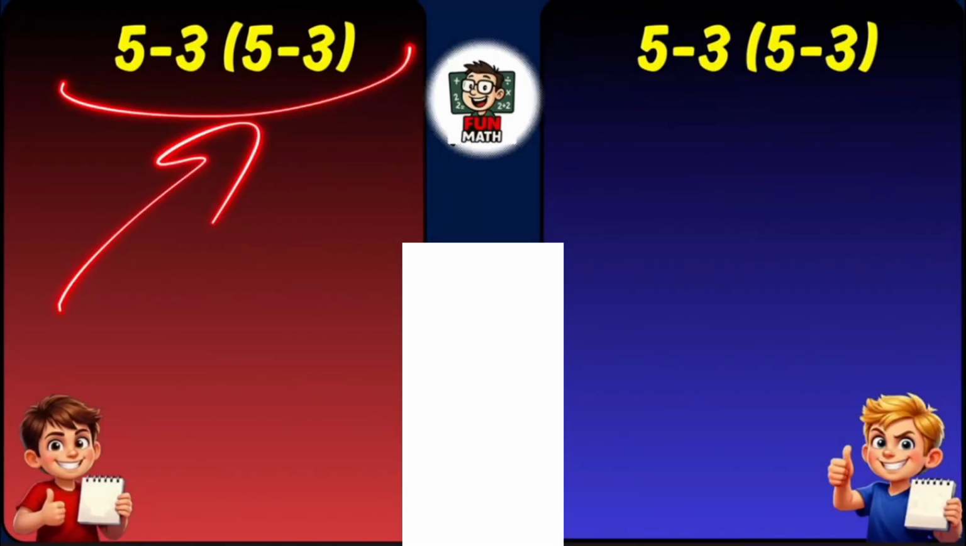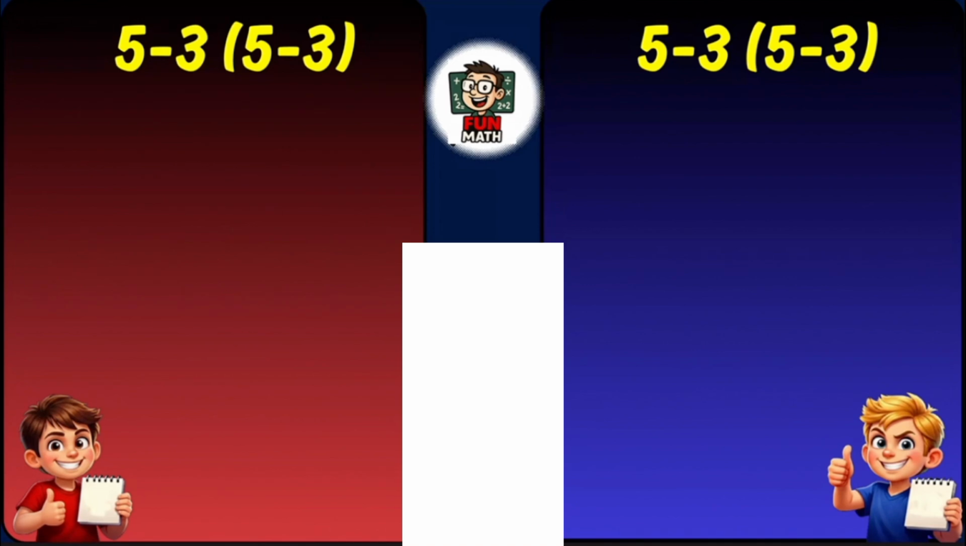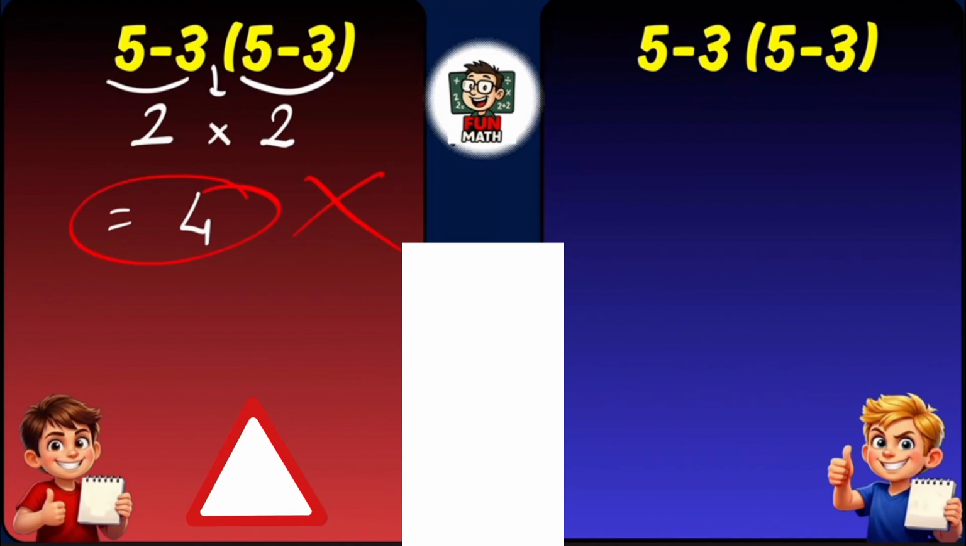Let's start with the first solution. First subtraction, 5 minus 3 equals 2. Hidden multiplication, 2 times 2 equals 4. Okay. If you solved the problem this way, you made a mistake.